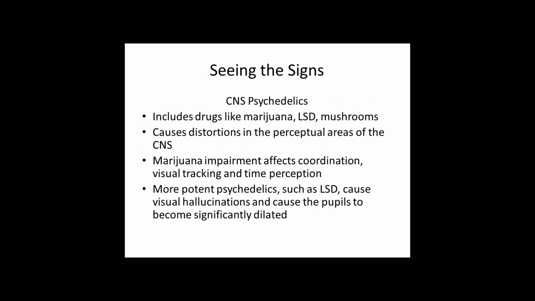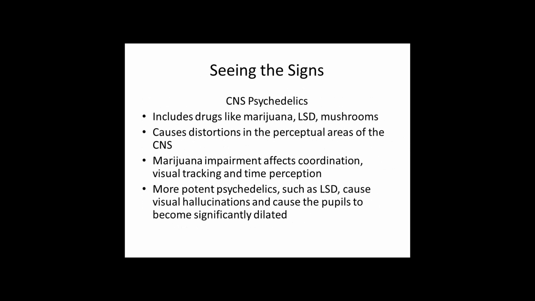So the third classification of drugs are central nervous system psychedelics. Some refer to these as hallucinogens, but we tend to use the term psychedelics because not all psychedelics cause hallucinations. Drugs in this category include marijuana, LSD, and mushrooms. What they do is cause distortions in the perceptual areas of the brain, so they alter our perception of the world around us to a greater or lesser extent.